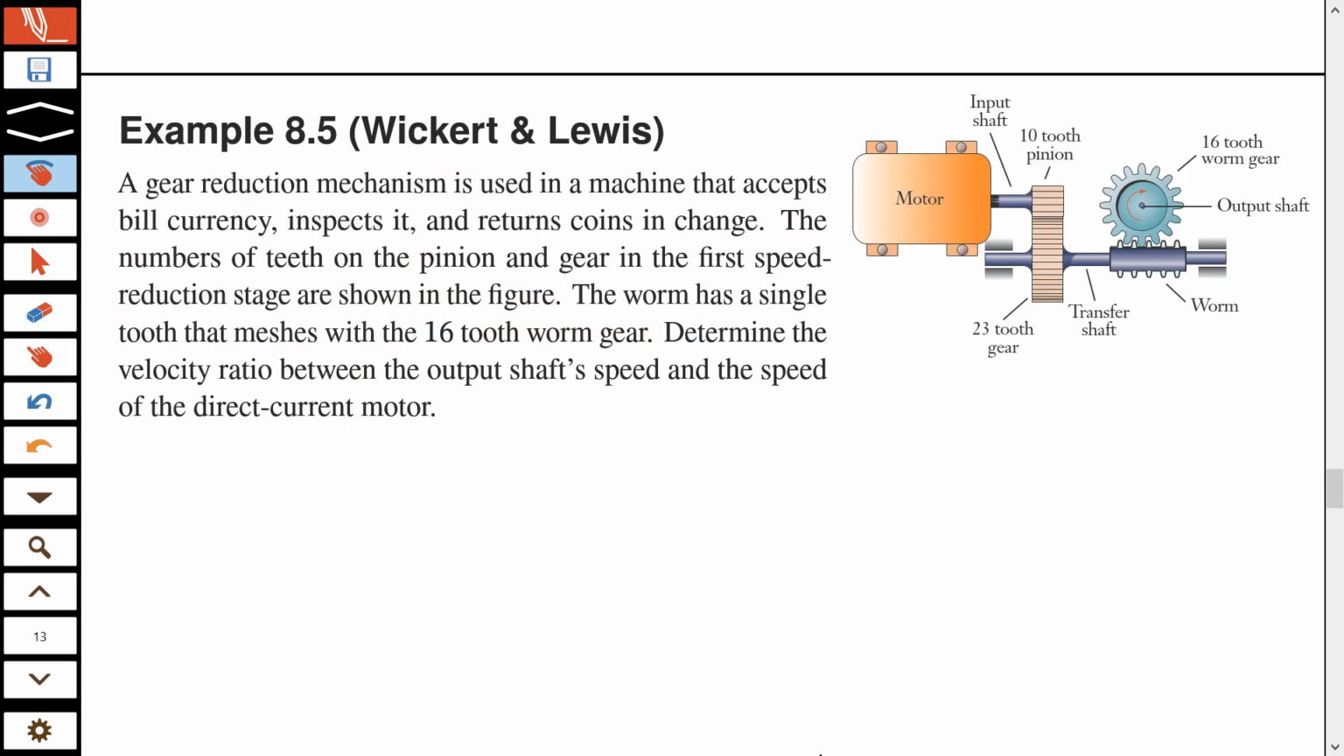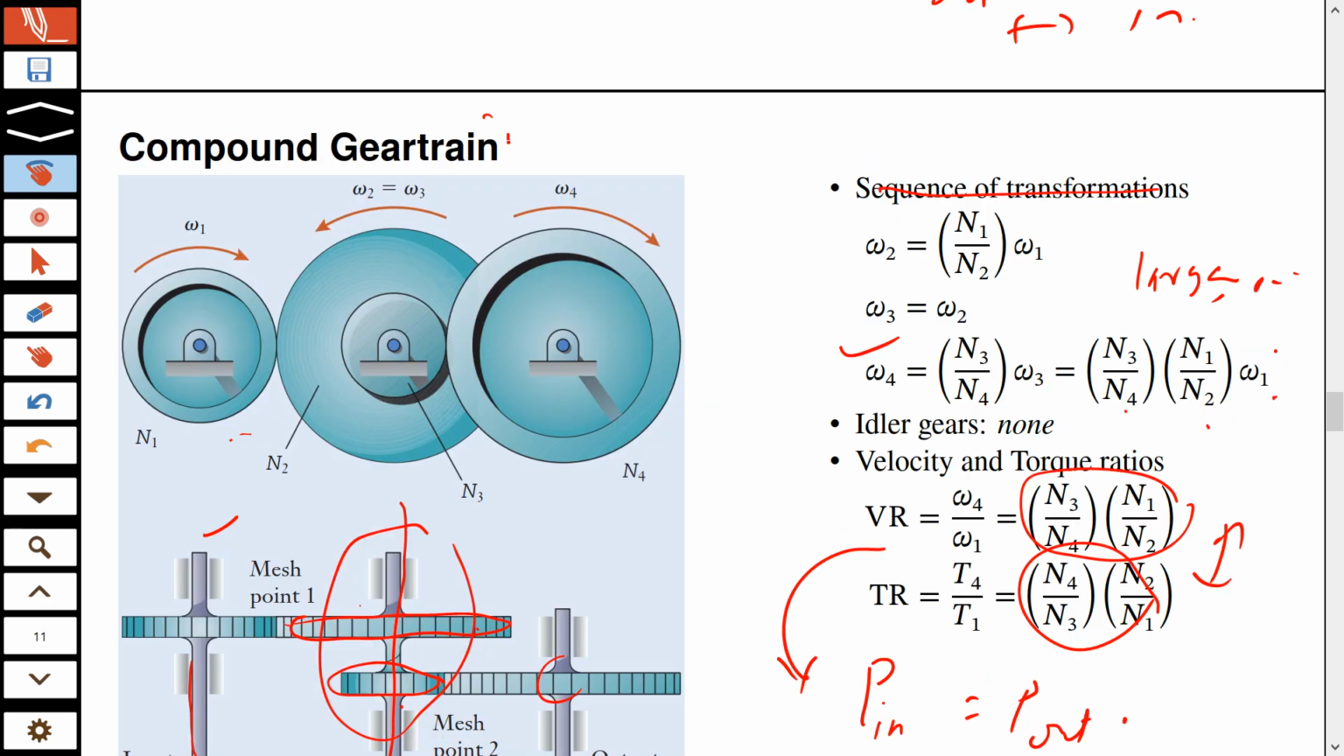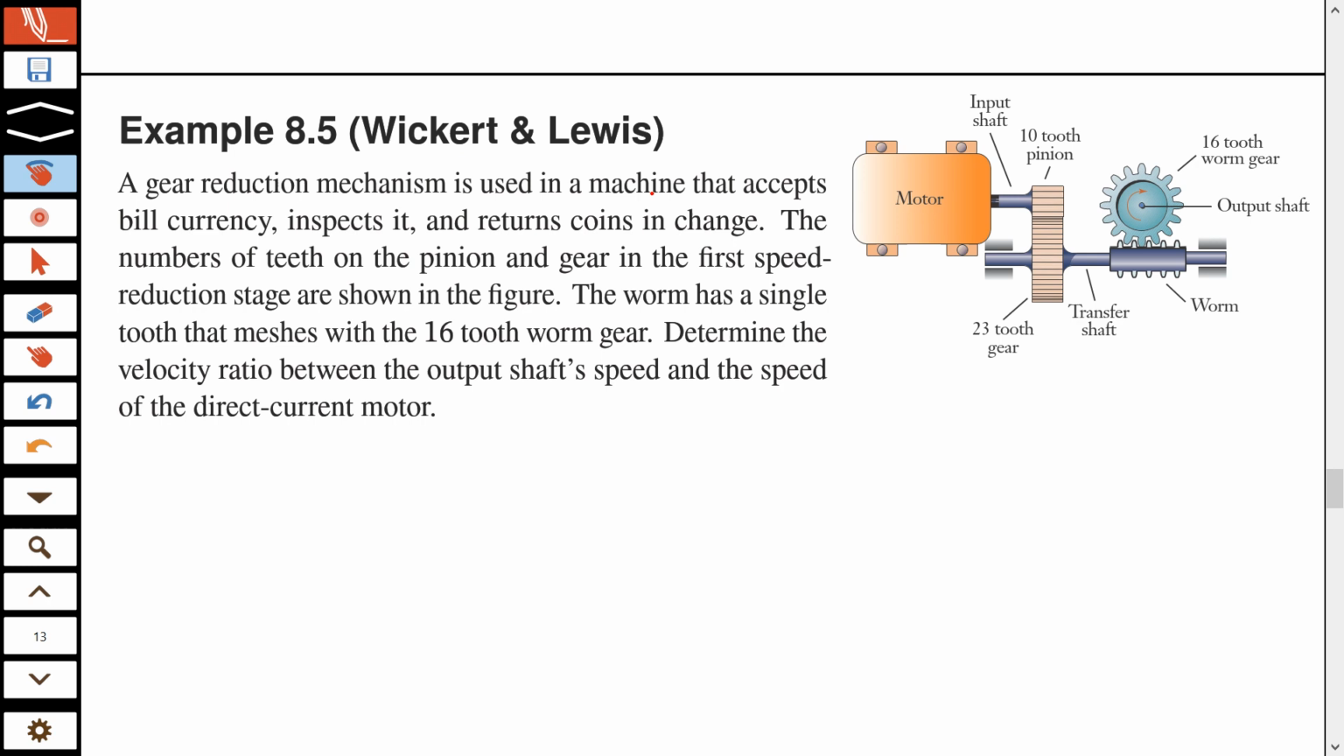Okay. The next one is a bit complicated, but you should not be scared actually, because the detail is given here. So this seems to be a compound train. It's not a simple train because, no, it's also a simple one. You know, one shaft, one gear, one shaft, one gear. Okay, no, sorry. On this shaft you have two gears, so it's not a simple mechanism.